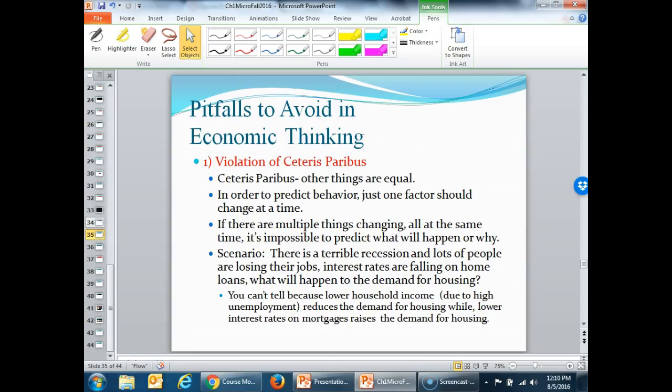Let's just say we have a recession. Lots of people lose their jobs, kind of like 2008. We had this huge recession. Unemployment skyrocketed. And interest rates fell like crazy too. We had the Fed step in, and basically they came in and they lowered interest rates. Well, when you lower interest rates, what's that going to do to the demand for housing? Well, if you lower interest rates, getting a loan is a lot cheaper, so maybe demand for housing is going to go up when interest rates go down.